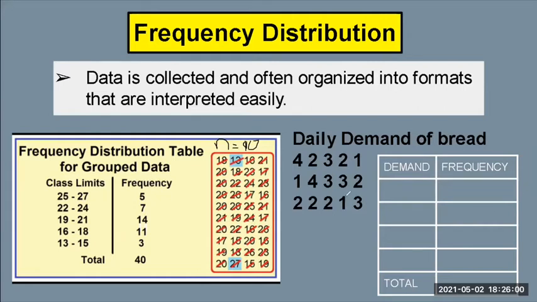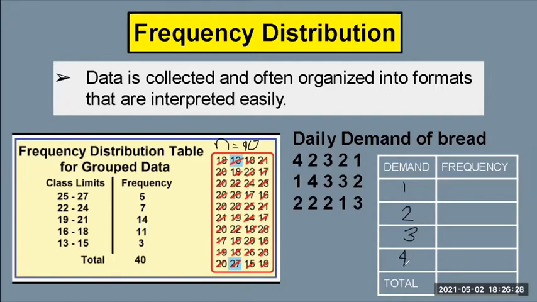Now, the question is, how many participants do we have? Then you're just going to count the numbers. We have 1, we have 2, we have 3, and we have 4. So our participants are 1, 2, 3, and 4. So let's tabulate our participants. 1, 2, 3, and 4.